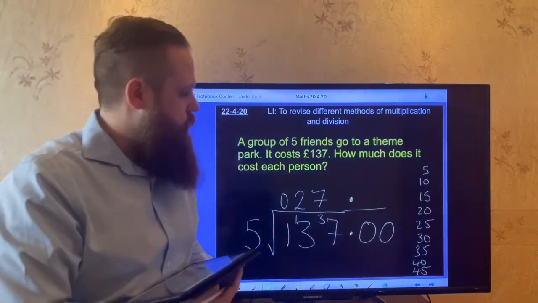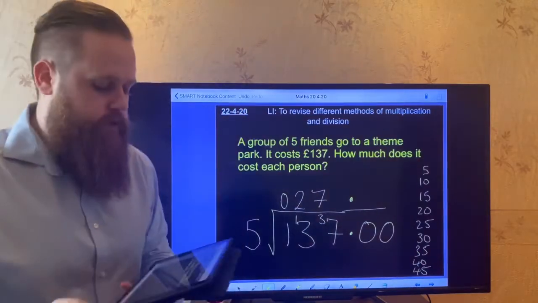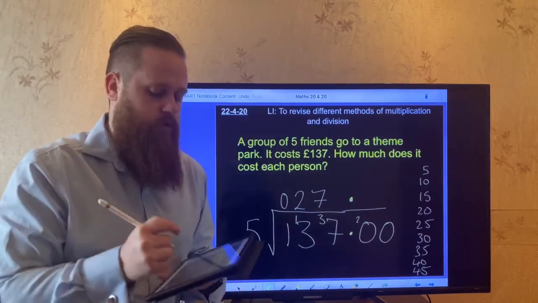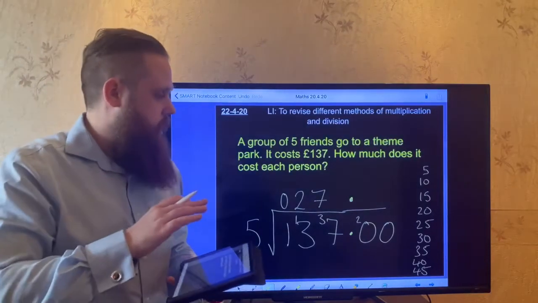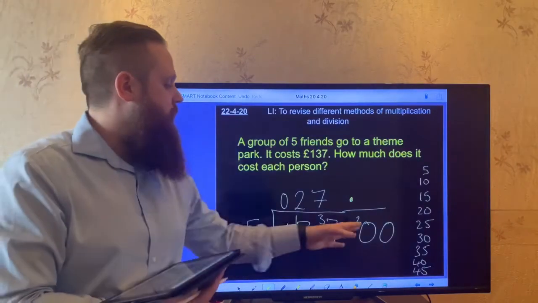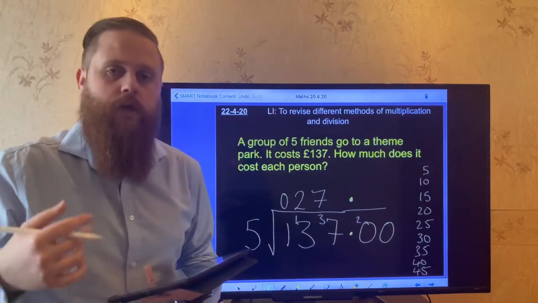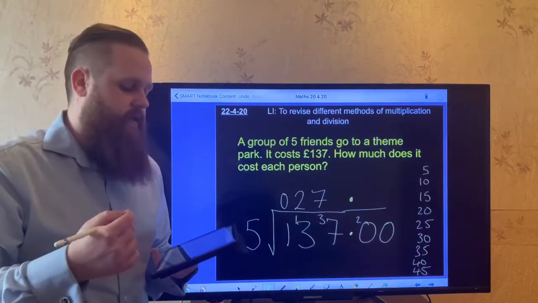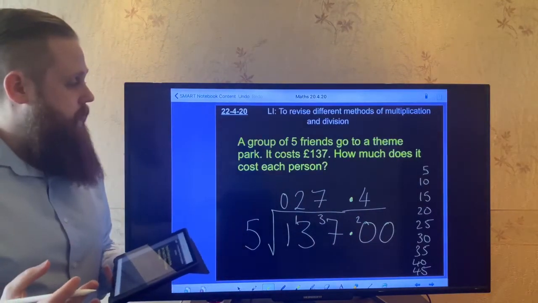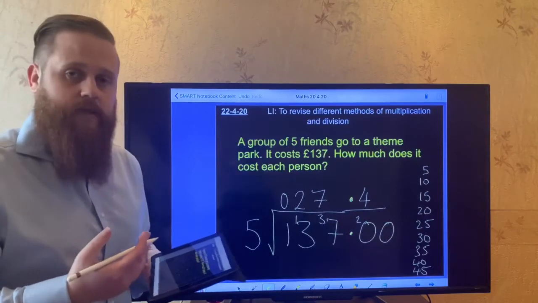Okay, but that only gets me to 35, so I've got a remainder of 2. Now I can put my remainder of 2 straight into here. Don't need to worry about remainders or fractions, because that's not what the question's asking me to do. And I've now got 20 divided by 5. Well, that works perfectly. 20 divided by 5 is, of course, 4 with no remainder. There we go. There's my answer.